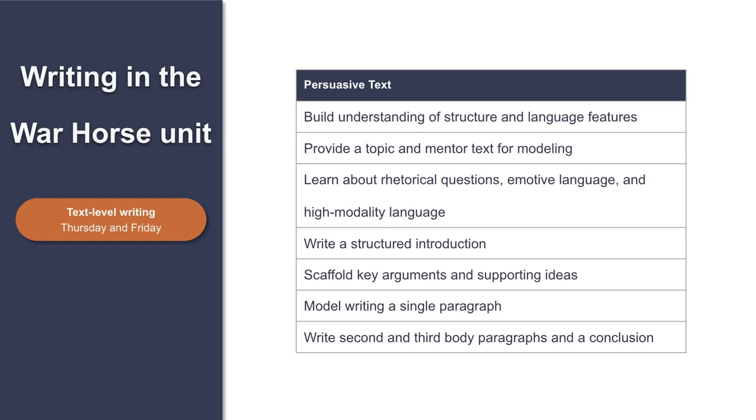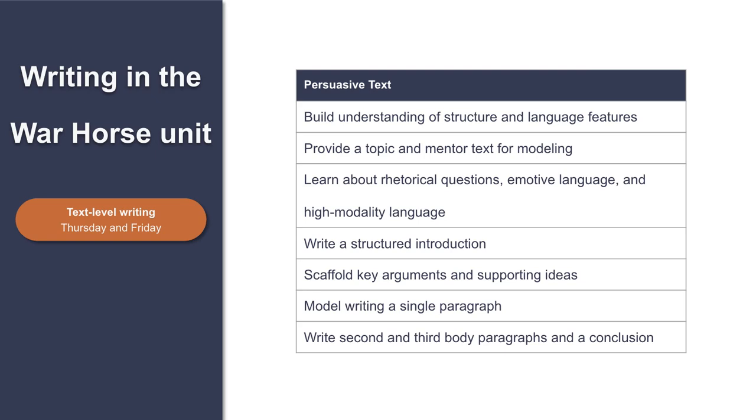To help students write a persuasive text, we build an understanding of the structure and language features of the genre. We provide a topic and a mentor text that allows teachers to model the writing at each step. Students learn about rhetorical questions and emotive and high modality language. They begin by writing a carefully structured introduction.